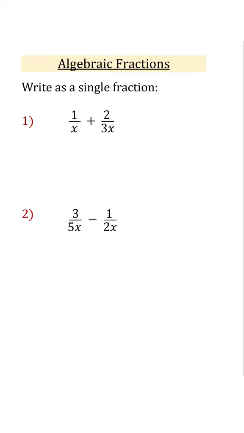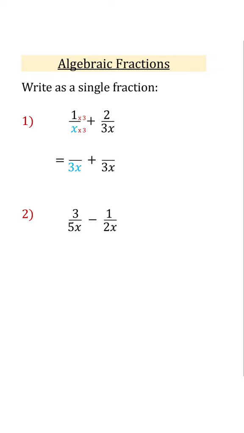Here we are asked to write 1 over x plus 2 over 3x as a single fraction. When adding or subtracting algebraic fractions, we must have a common denominator. If we compare the denominators, the lowest common denominator of x and 3x is 3x. For our first fraction, we've multiplied the bottom by 3 in order to get 3x. Hence we must do the same to the top.